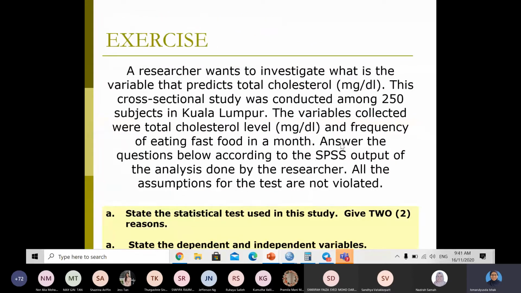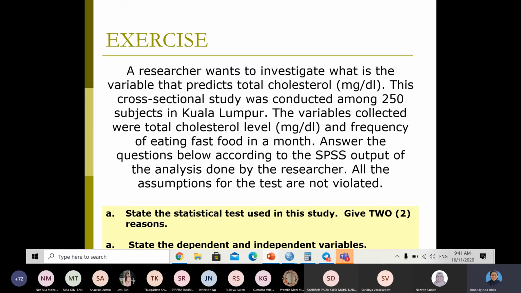Okay. So, all right. Exercise. A researcher wants to investigate what is the variable that predicts total cholesterol. This cross-sectional study was conducted among 250 subjects in KL. The variables collected were total cholesterol level and frequency of eating fast food in a month. Answer the questions below according to the expected output of the analysis done by the researcher.